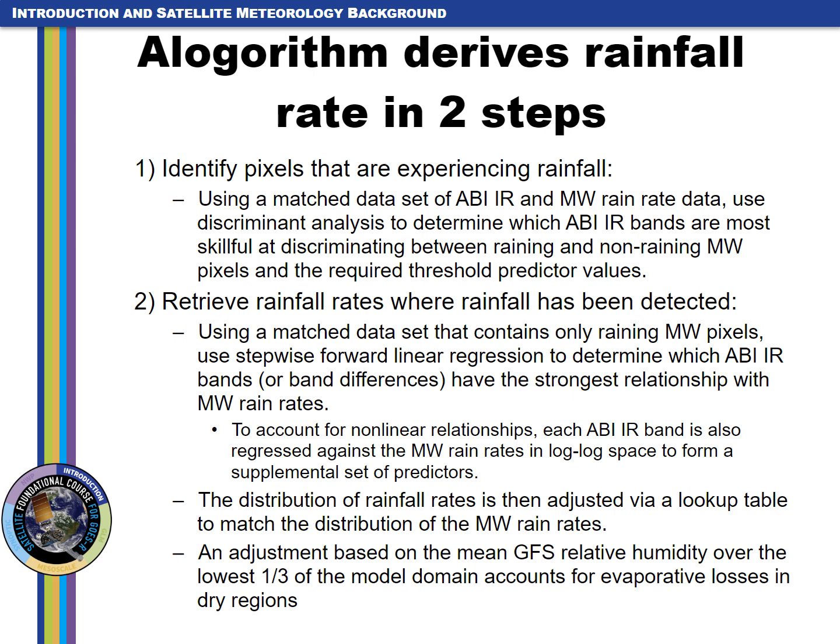The distribution of rainfall rates is then adjusted via a lookup table to match the distribution of the microwave rain rates. And finally, an adjustment based on the mean GFS relative humidity over the lowest 1/3 of the model domain accounts for evaporative losses in dry regions.